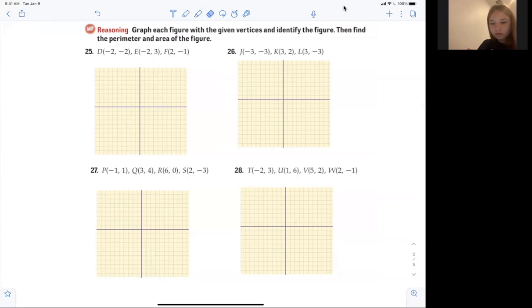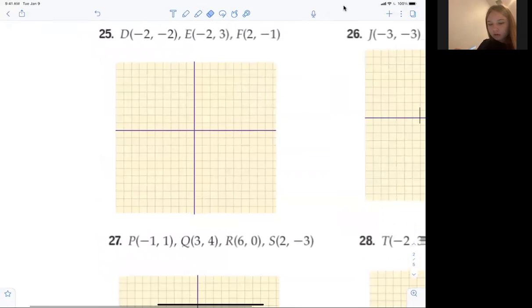Now let's go ahead and plot these points. So -2, -2.